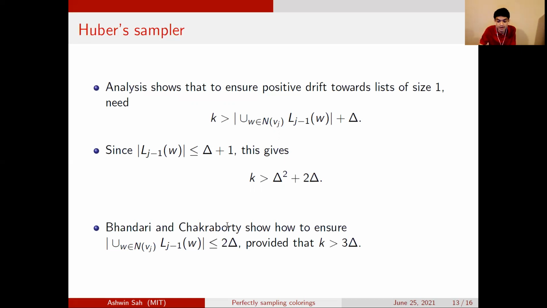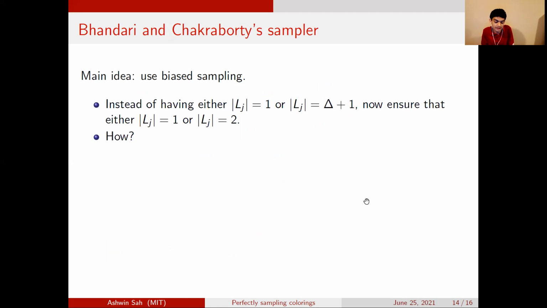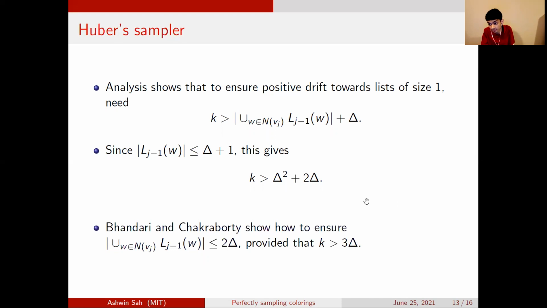Bhandari and Chakrabarty show how to ensure that this union of lists is always at most 2 delta. Or first they depress all the lists down to size 2, and then they show how to keep them at size 2 in some sense. And both of these things, the pre-processing as well as these updates, will require k greater than 3 delta in a hard way. The main idea behind their approach is to use a method of biased sampling. So they'll ensure that the list sizes are always 1 or 2. And that'll ensure this condition, for example.